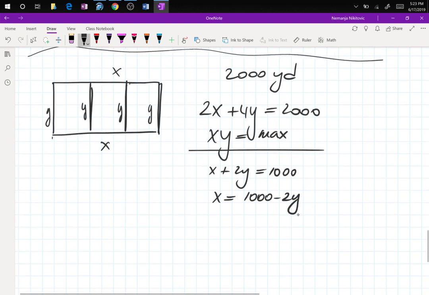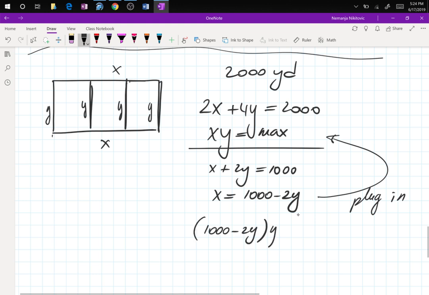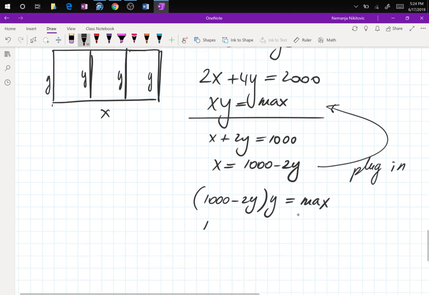Right? So we plug this into the objective equation, and we have (1,000 minus 2y) times y equals a max, which is 1,000y minus 2y squared equals a max.